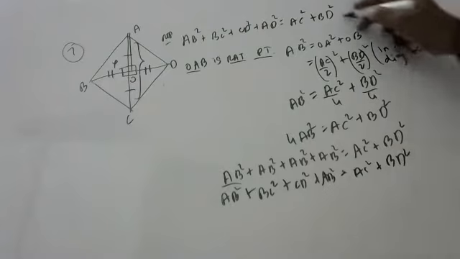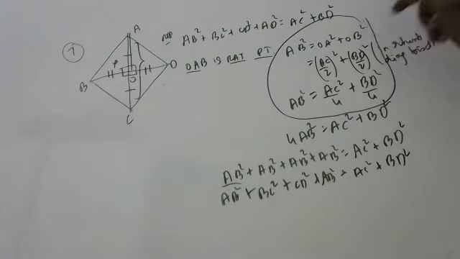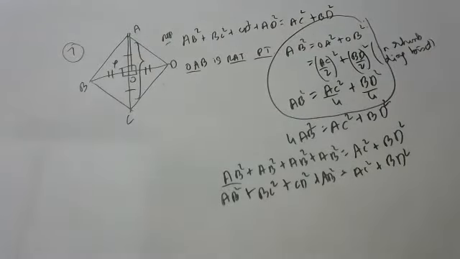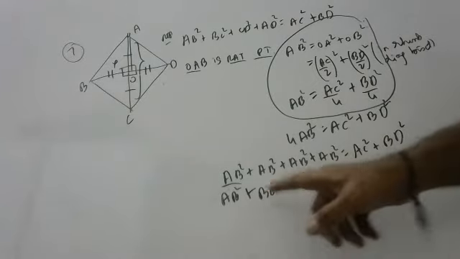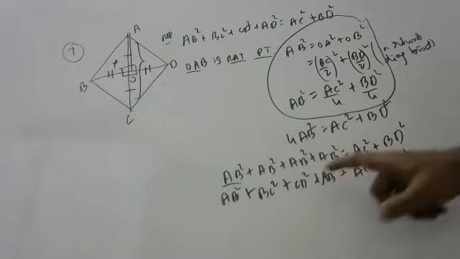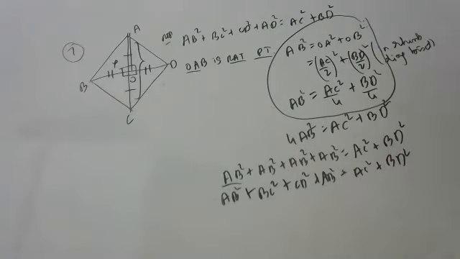That's it, children. If you remember this much, it is enough. Why did I write OA is equal to AC by 2? Because in a rhombus, diagonals bisect each other. Don't ever forget this. So the sum of squares of sides is equal to the sum of squares of diagonals.